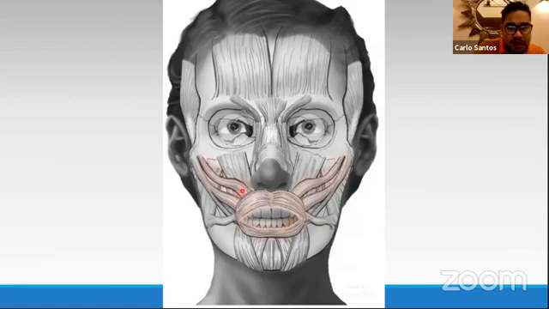Hello. Okay, so again, this is the elevator smile muscles. Your orbicularis oris, okay? Zygomaticus minor, major, and labii superioris. So pay attention because the procedure will entail manipulating this.